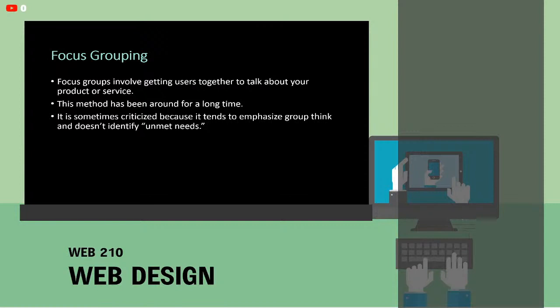So with a focus group, we're just getting people together to talk. Focus groups have been around for a long time, right? But one of the issues with focus grouping is that since it is a group of people all in one room talking about things at once, it places an emphasis on groupthink. And when it places that emphasis on groupthink, it might not identify all the needs of the individuals. There could be demographics or diverse individuals that are a part of your user base that are left out in a focus grouping type of environment because everybody just kind of wants to go along with the group.